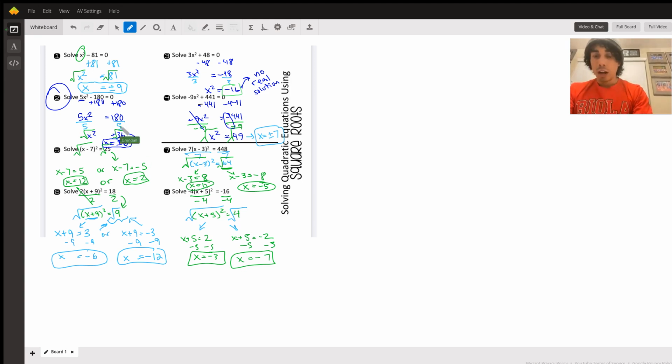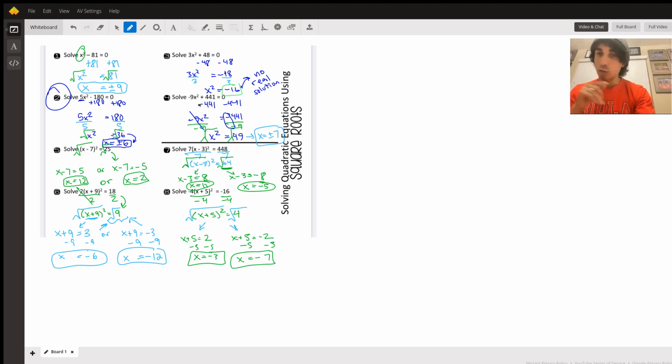All right, and then the rest of these, from 5 on down to 8, this is for whenever there's parentheses. Whenever there's parentheses, if there's a number out front, first you're going to divide that number on both sides. Right? Like, for example, number 8, we divided the -4 on both sides. On number 6, we divided the 2 on both sides. All right? Second step is once you've got rid of that number, you take the square root, which quickly goes into step 3. You're going to split that into 2 different equations, right, using the positive and negative square roots.